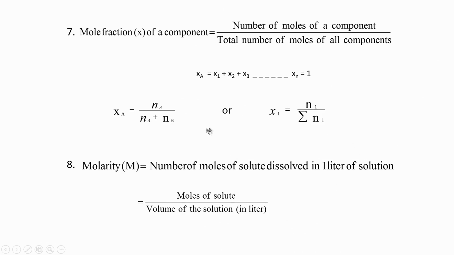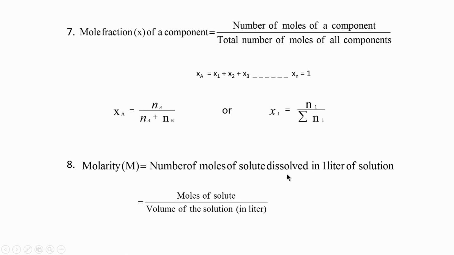Then I have defined mole fraction, that is total number of moles of a component divided by total number of all components. So, if I have x1, x2, x3, etc., substances dissolved in a solvent, I would say that the mole fraction of A is given by Na divided by Na plus Nb plus Nc plus all other components, or I can simply write sigma N1, N1 divided by sigma N1 plus N2 plus N3, like that we can write. Then I have defined what is known as molarity.